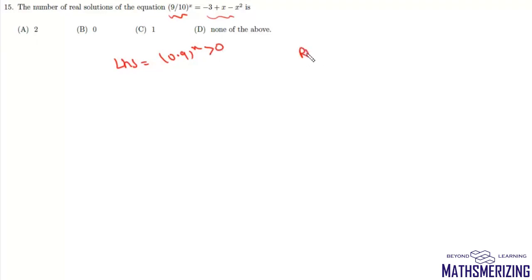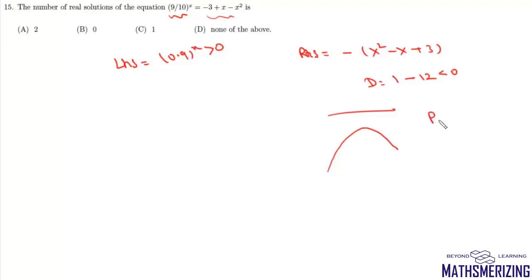Now if we look at expression on the right hand side, it is minus and then x square minus x plus 3. Now it is a quadratic expression opening downwards, and for this quadratic expression, if we look at the value of D, it is 1 minus 12, which is less than 0. So a quadratic expression opening downwards and D less than 0, that means this quadratic expression will always lie below x-axis. So the value of y in this case will always be less than 0.